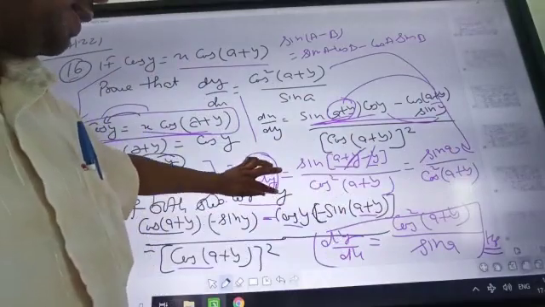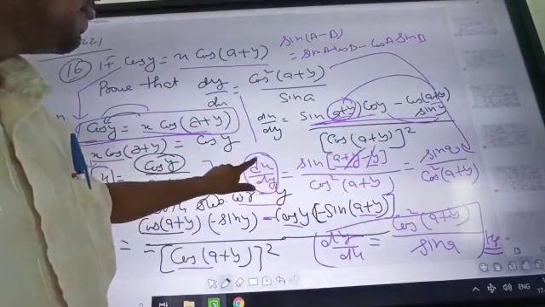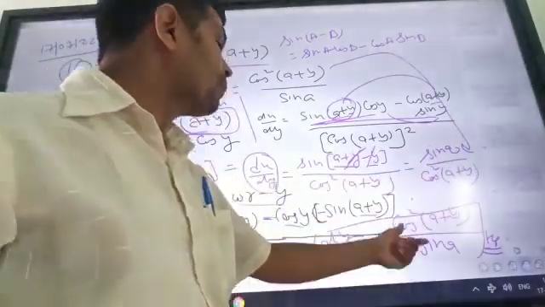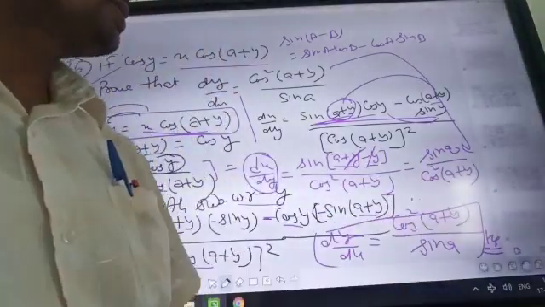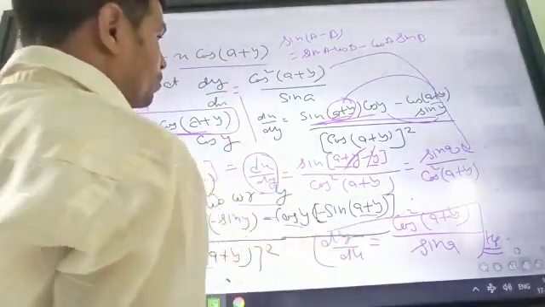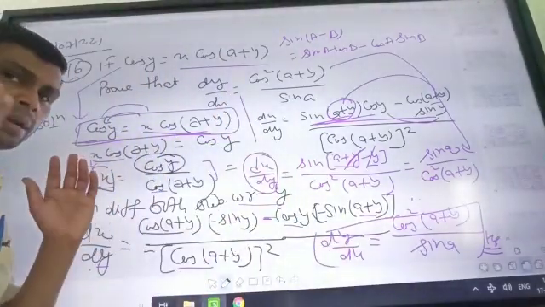After taking the reciprocal of this one, dx by dy can be written as the reciprocal of dy by dx. So obviously it will be the reciprocal. That means cos square (a plus y) upon sin of a. So this was our required result. Hence proved. So children, you should try to understand this problem.